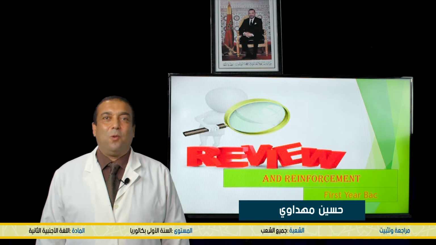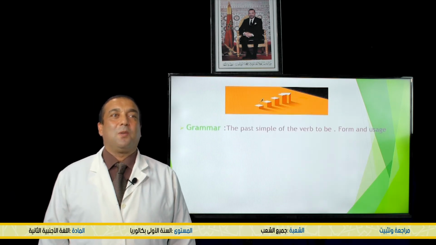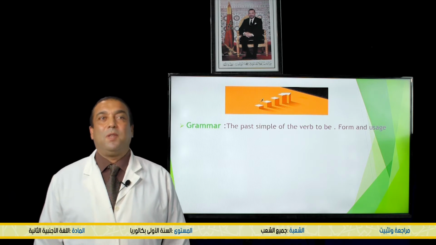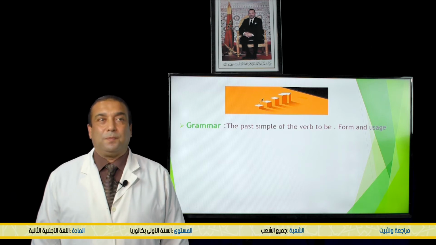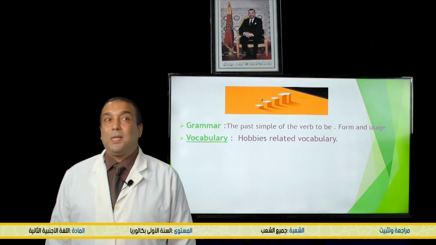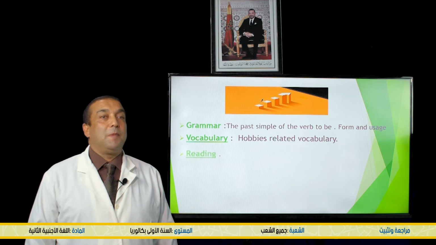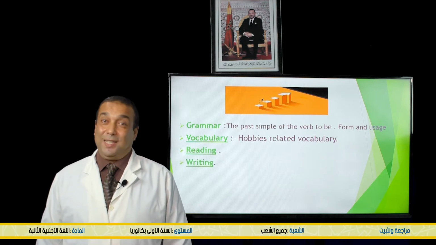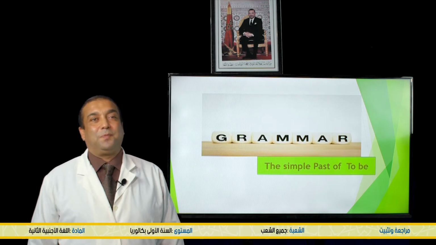Today, we are going to focus on grammar. In grammar, we're going to do the past simple of the verb to be, form, and usage. Vocabulary. In vocabulary, we'll target hobbies-related vocabulary. And then we will do reading and writing. So we'll get started. Grammar.